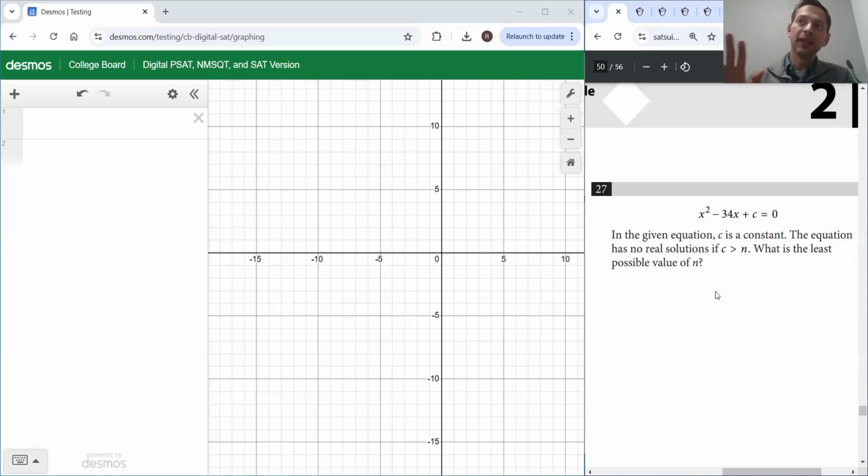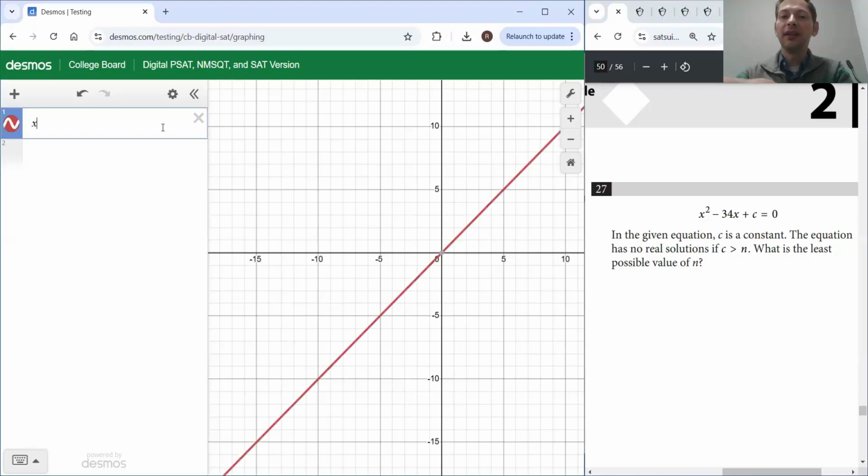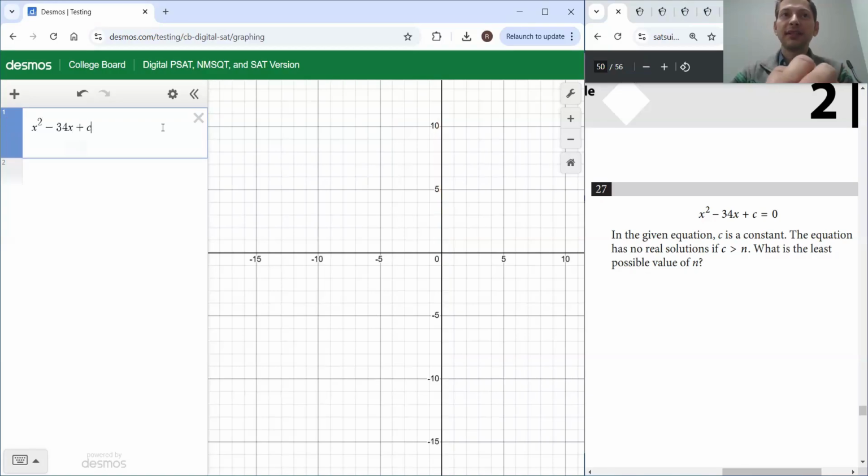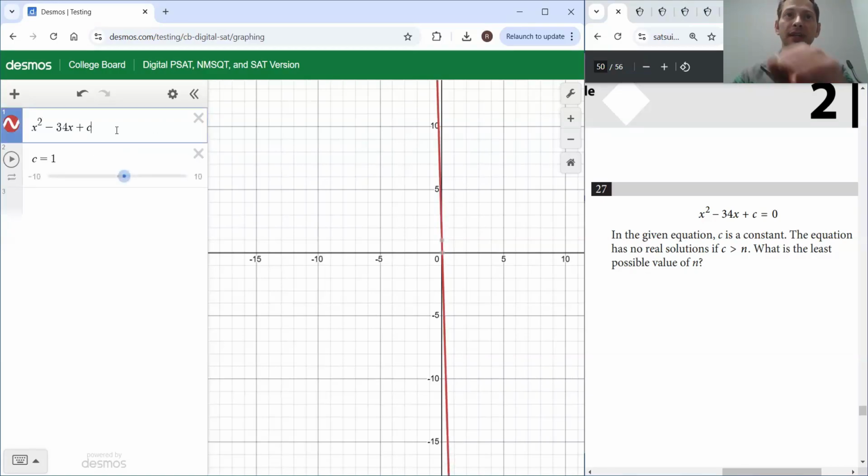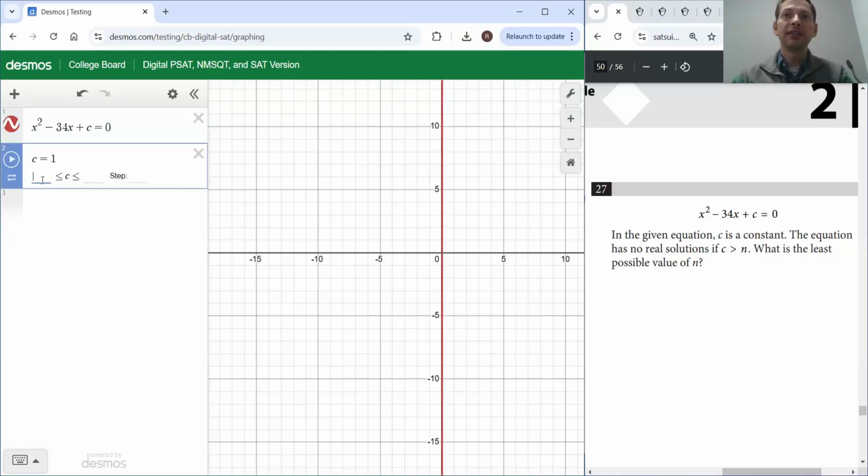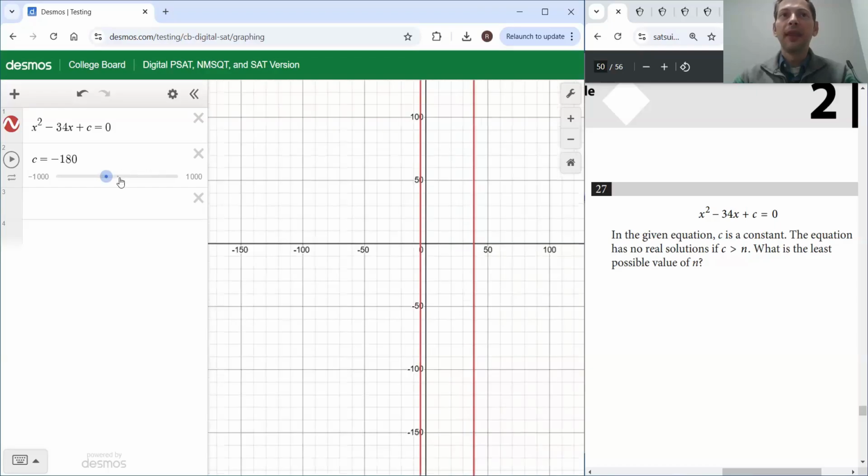Okay. But now let's say you don't know any of that and you just want to get the answer, but you have Desmos, right? Because Desmos is provided on the exam. So what can you do? You can actually write the equation in here, and let's do that. X squared minus 34x plus c, and you can add a slider for c so we can shift it around if we want, equals 0. For this slider, let's go from negative 1,000 to positive 1,000 because we don't even know what it is. So now we have a slider here, see? Let's zoom out, okay? And now let's slide here.